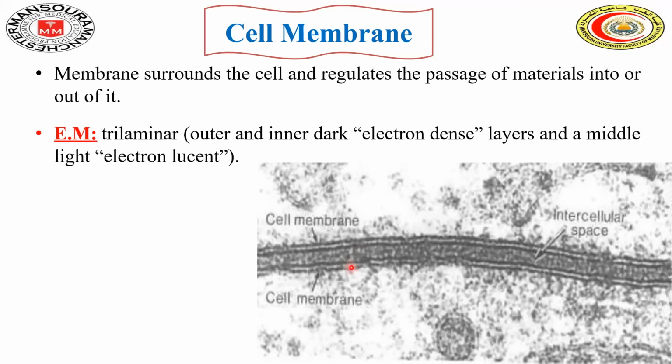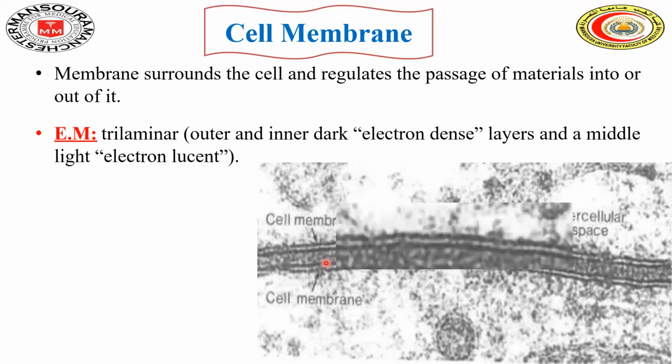Here it's the same. This is the membrane of another neighboring cell, and it is also formed of the same three layers: outer and inner electron dense layers with a middle electron lucent one. Here is a higher magnification of the membrane, and here we can clearly see the three layers or three lines. Here we have a black one on the outer surface, another black one on the inner surface, and in between we have a white layer.